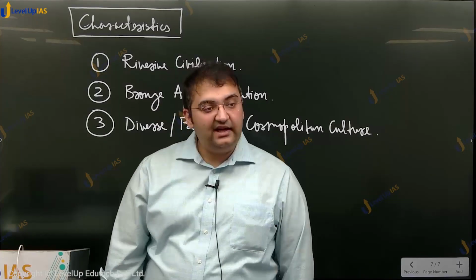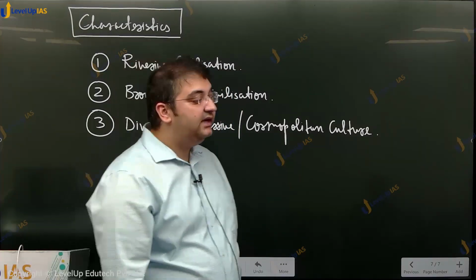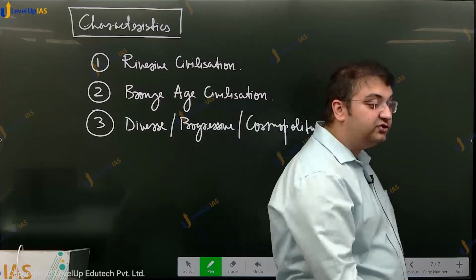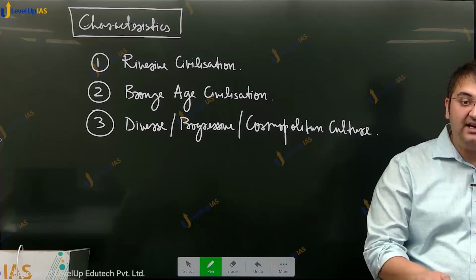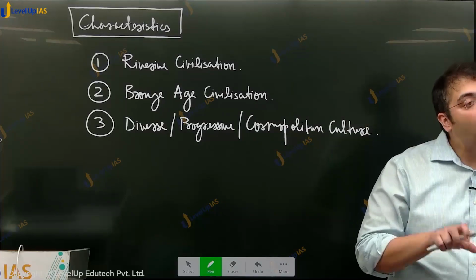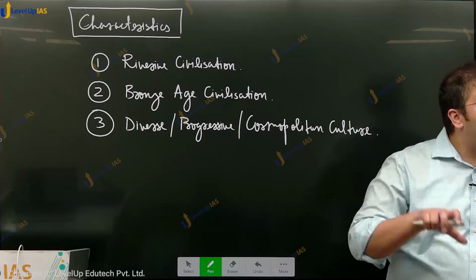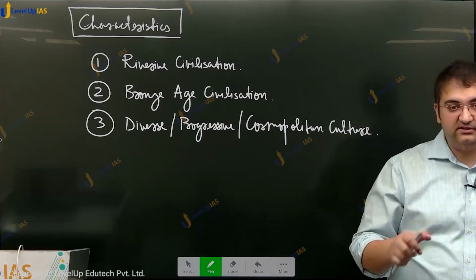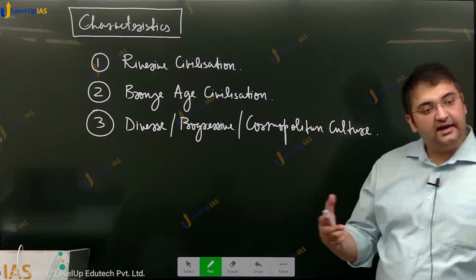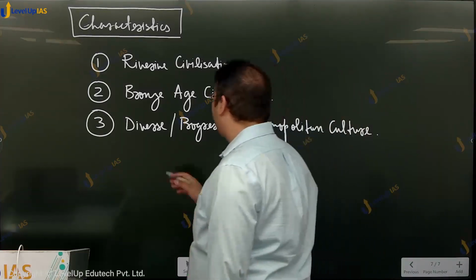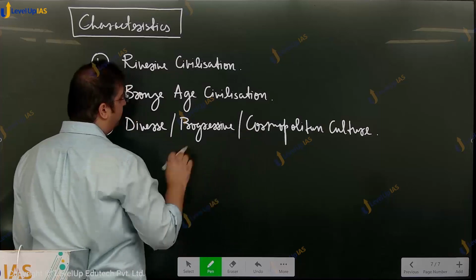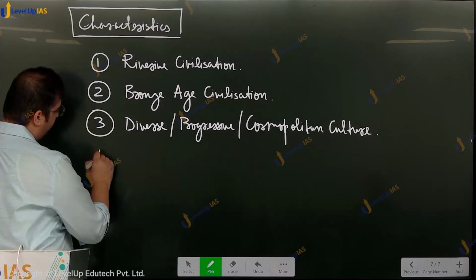And finally, the high degree of overseas trade is also evidence of the fact that the minds of the people were open. They were open-minded. They were not closed off. They did not fear or hate outsiders. Rather, they welcomed them, interacted with them openly. So it was a diverse, progressive, and cosmopolitan culture.